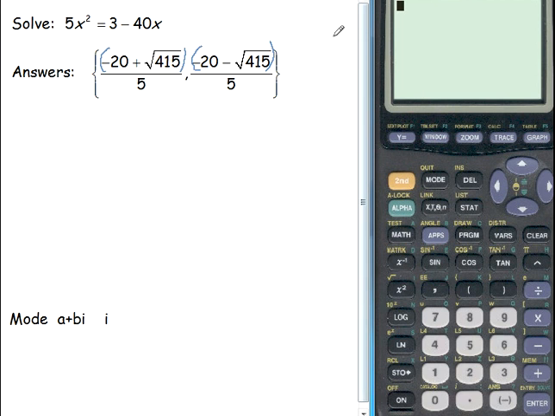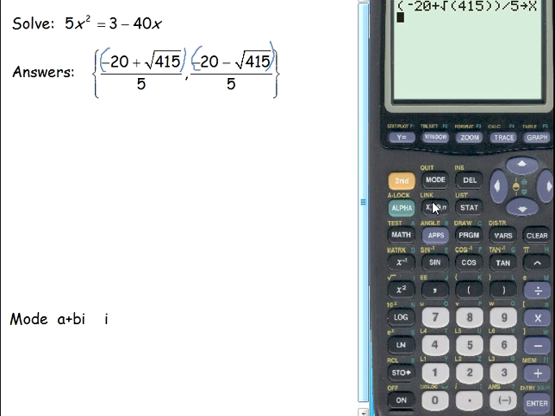Alright, the first thing I'm going to do is enter the x value that I'm going to check. And the first x value is negative 20 plus the square root of 415, close the parentheses. Now that parentheses was to end the square root. I still have to close the parentheses for the numerator. And then I hit divided by 5. 5 does not need a parentheses. And then I hit store, and I'm going to store this as x.